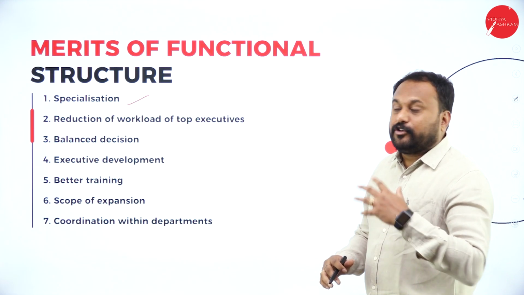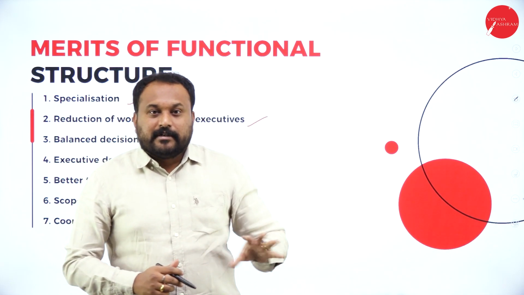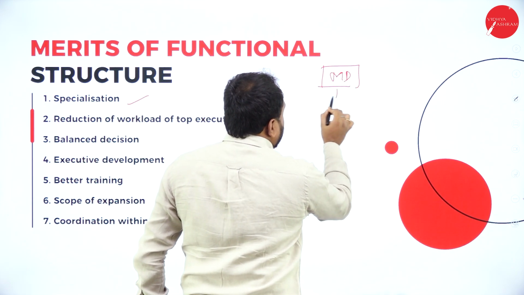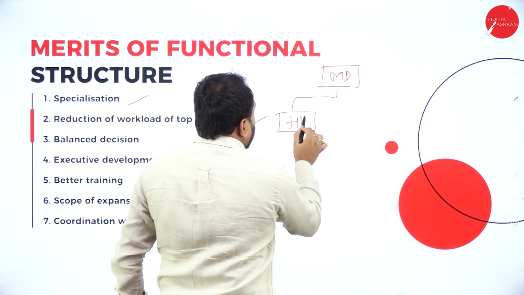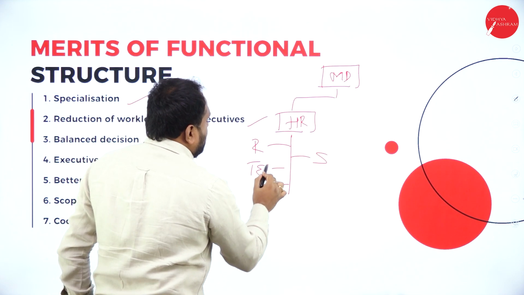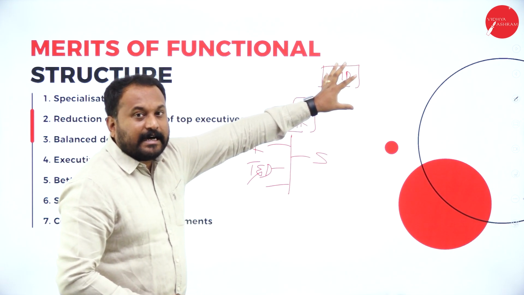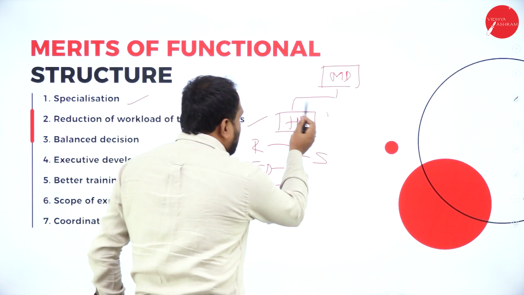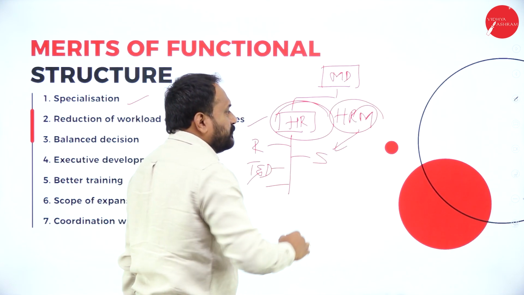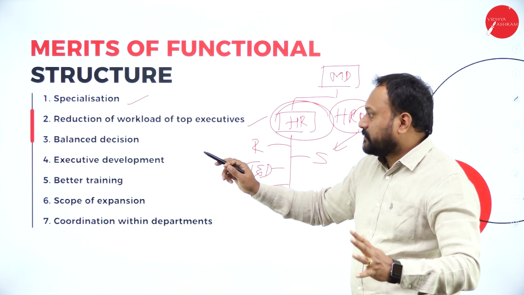Reduction of workload of top executives. The reason here, now I go back to the same kind of diagram which I showed you. Now here we have what? MD. MD is from the top, but we have here the HR department. Now here we have written recruitment, selection, training and development. All these we have written, right? The top level will have lesser work. The reason is here we have the HR manager. The HR manager will take care of all the functions which happen under him. So here, reduction of workload of top executives.